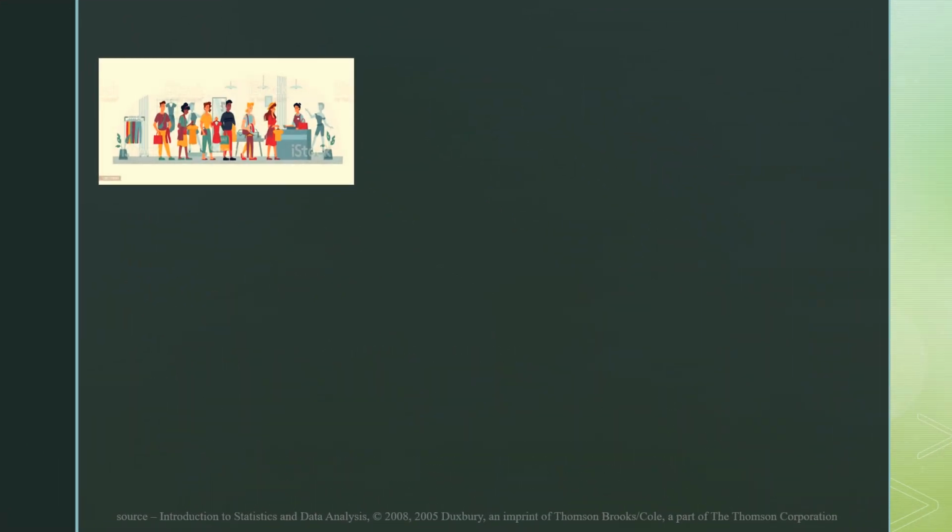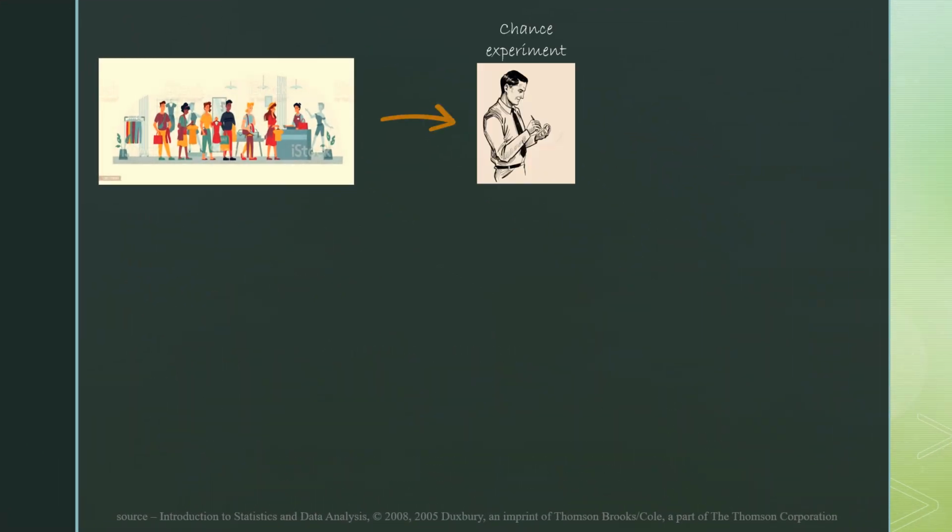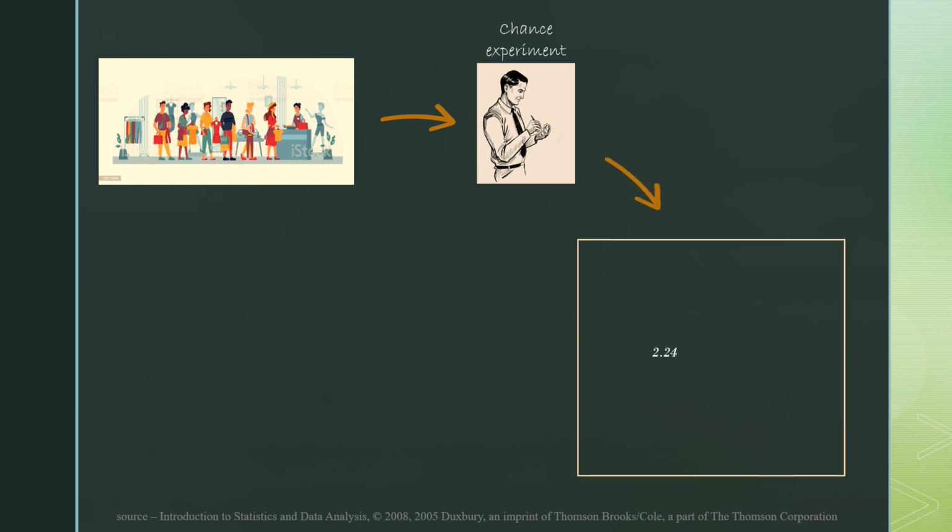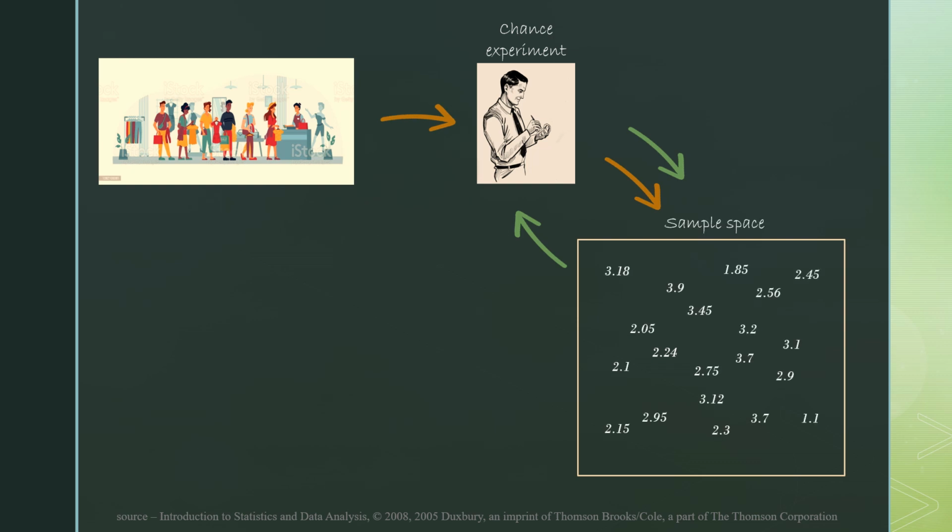Let's consider the same store again, and this time conduct a chance experiment wherein a customer exiting the shop is chosen randomly, one at a time, and the amount of time the customer has spent standing in the queue in minutes is noted as the outcome of the chance experiment. Let's repeat the chance experiment a number of times such that the sample space is populated with the outcomes of many rounds of this chance experiment.